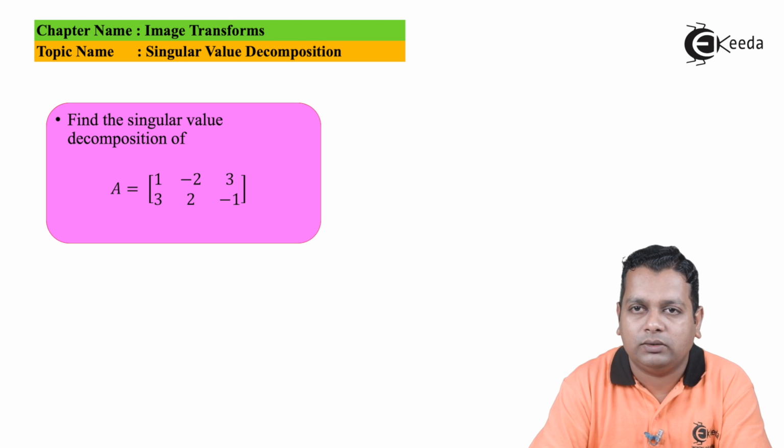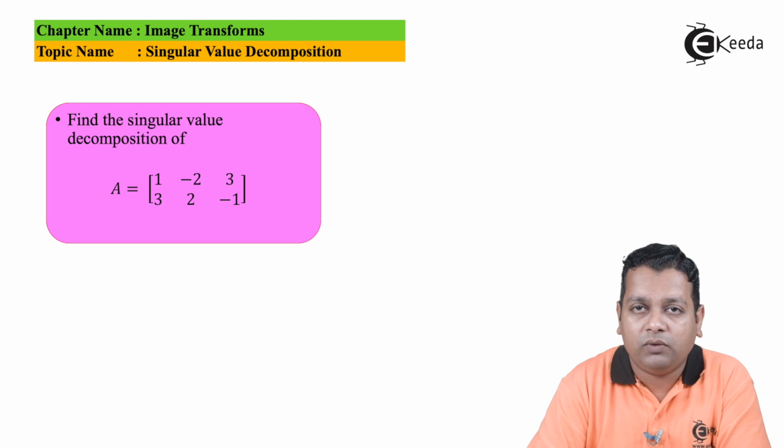We can have representation U into D into V transpose in this case. If we take another example, the statement is: find the singular value decomposition of this particular matrix. It has 2 rows and 3 columns. The first row has the elements 1, minus 2, 3. The second one has 3, 2 and minus 1.